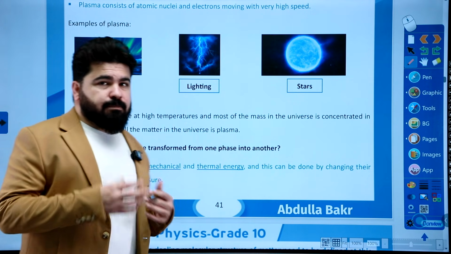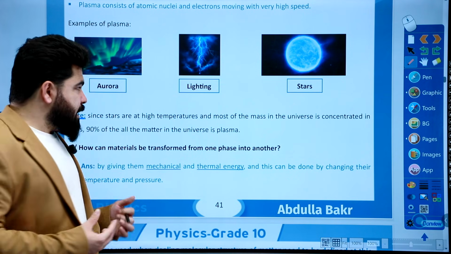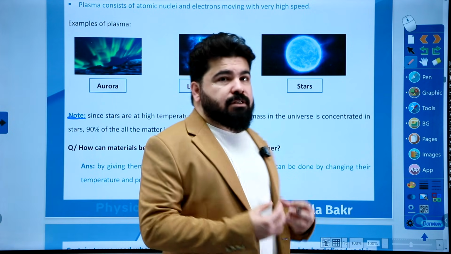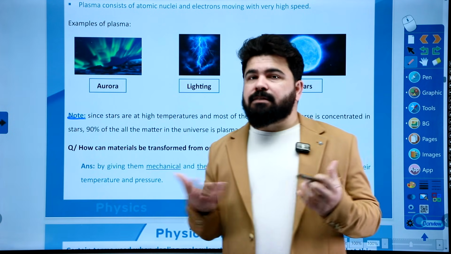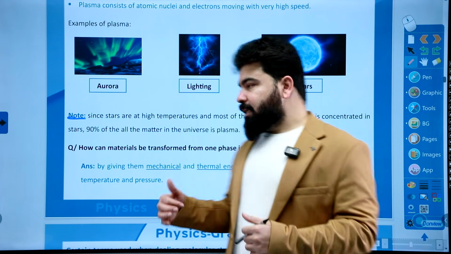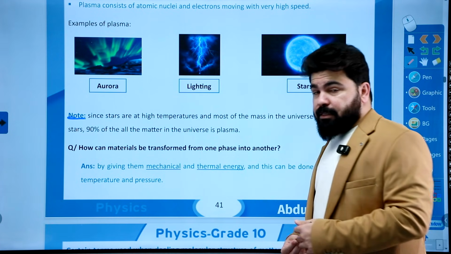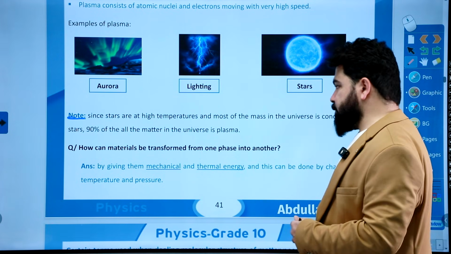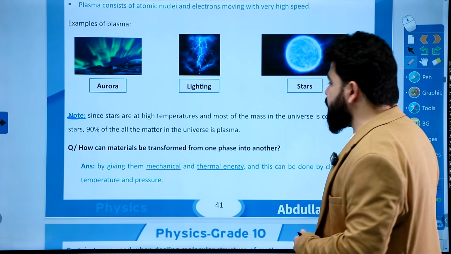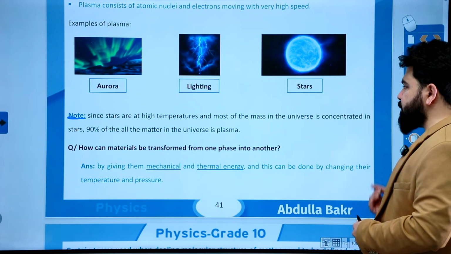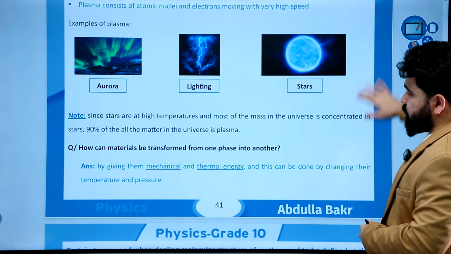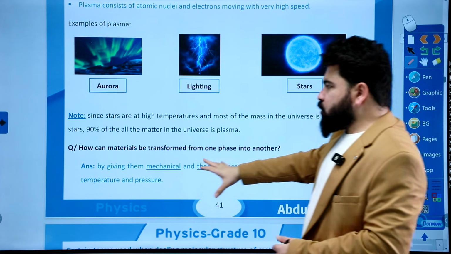Most of the universe is in plasma state because most mass in the universe is concentrated in the stars, and stars are in plasma state. That is why 90%, and some scientists say 99%, of the universe is in plasma state, because most stars are plasma and most mass in the universe is concentrated in the stars. Okay, this question is really important.